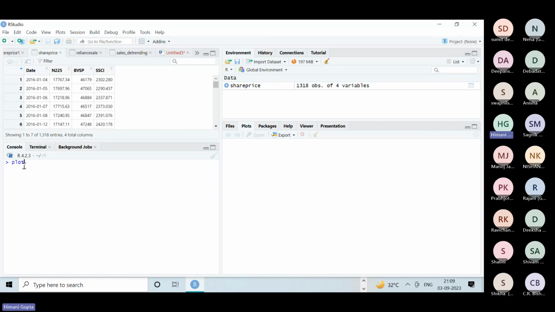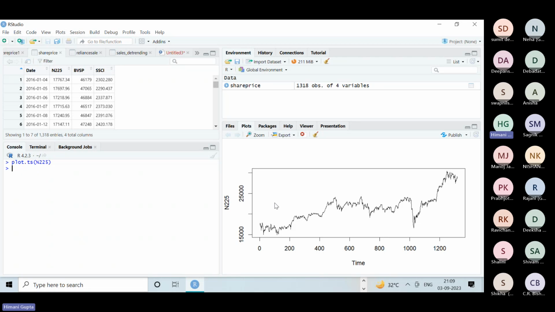So yesterday we did that. We made the diagram with plot.ts, and let me take the variable N225. Now you can see in this diagram that neither the mean is constant, nor the variance is constant. How did I come to know that the mean is not constant? Mean is constant means whenever we calculate the mean of two different time periods, it should be the same. Suppose today the value is rupees 10 and tomorrow the value is rupees 20. So the mean will come out to be 15.